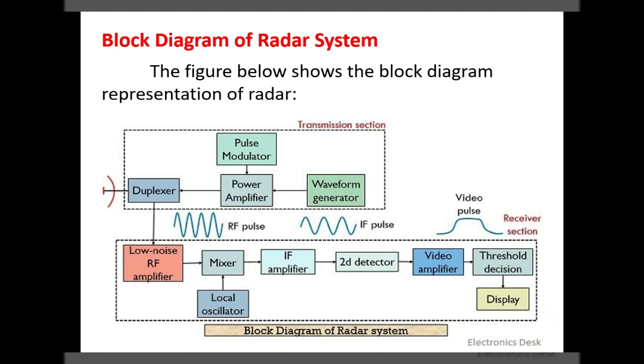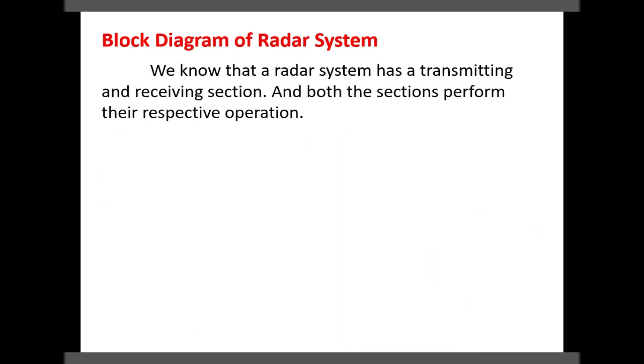The transmission section consists of a waveform generator, power amplifier, pulse modulator, duplexer, and the transmitting antenna. The receiving section consists of a receiving antenna, duplexer, low noise RF amplifier, mixer, IF amplifier, second detector, video amplifier, threshold decision, and a display. So one by one we will see all these blocks. We know that the radar system has transmitting and receiving sections, and both perform their respective operations. So let us now discuss how this radar operates.